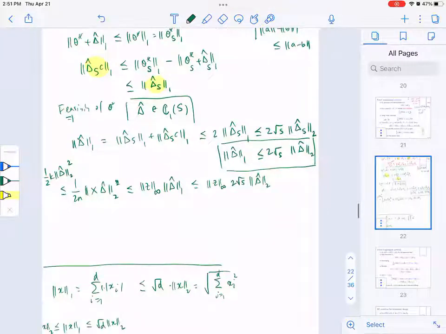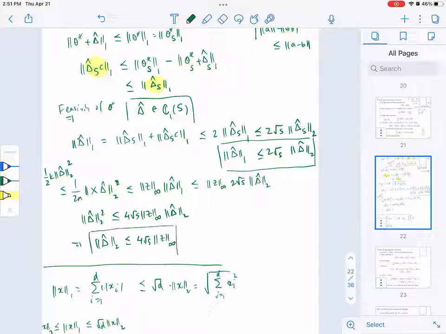So if you rearrange, you get delta hat 2 less than 4 root s z infinity. And then you get delta hat 2. Okay, and then I can cancel one of the delta hat 2's. So I get delta hat 2. It's either 0, which is good, or if it's not 0, I divide. That would be my result.